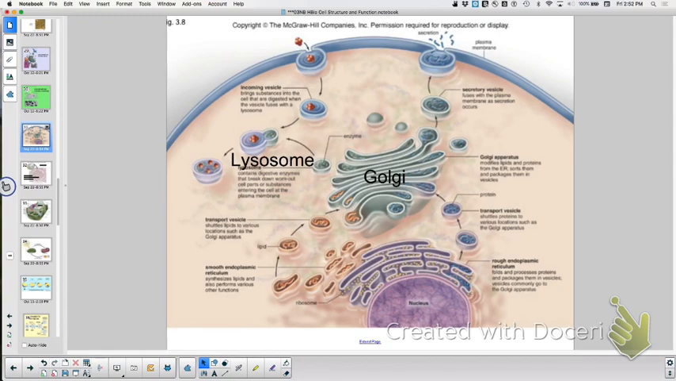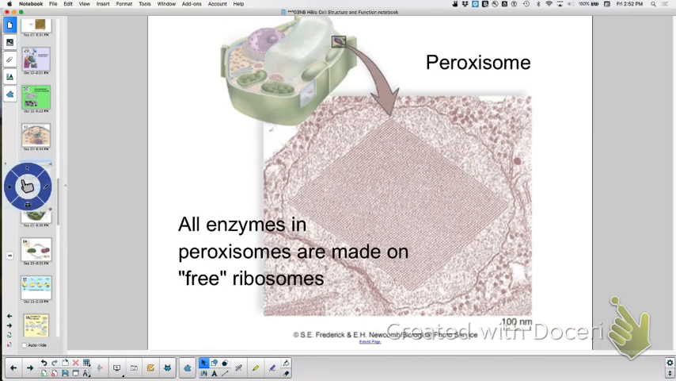Then we also talked about peroxisomes, and peroxisomes contain an enzyme inside of them. What do they contain inside of them? Starts with a C. Catalase. Remember when I talked to you about catalase, and it breaks down hydrogen peroxide into what? Oxygen and water.